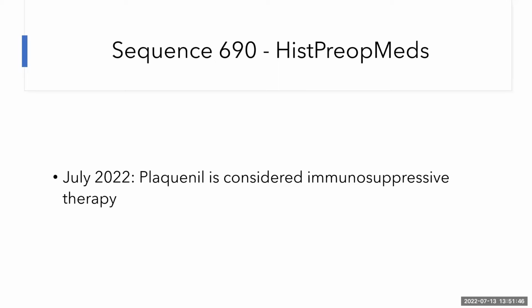This one's pretty straightforward. History of pre-op meds. Plaquenil is considered an immunosuppressive therapy and would be captured in sequence 690.